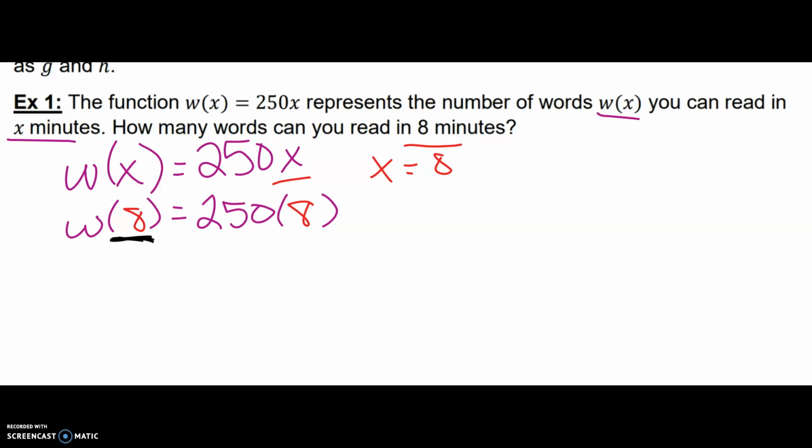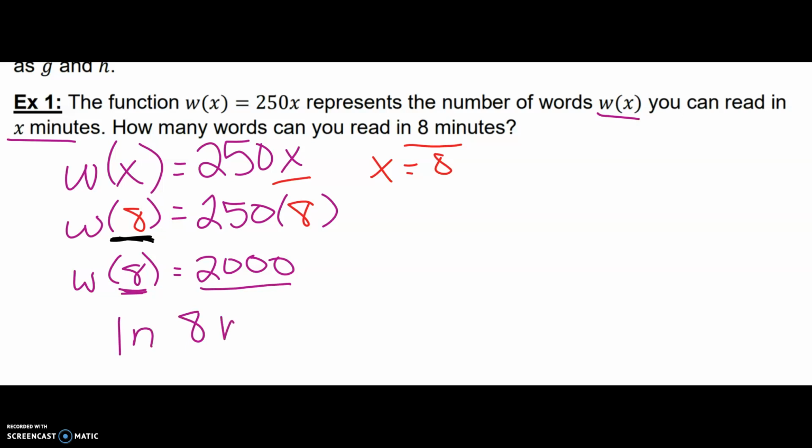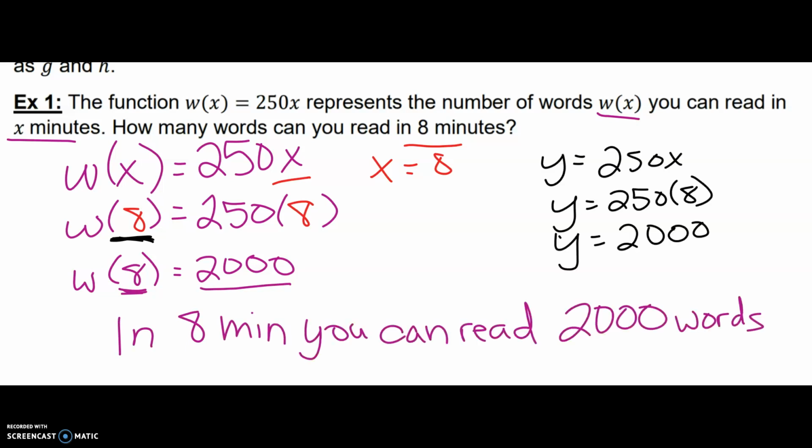When we plug that into our equation and multiply it out, we'll find out that w of 8 is equal to 2,000 words that we could read. So in 8 minutes, we can read 2,000 words. That's simply what this is saying. When we plug in an 8 for our x value, so we're talking about 8 minutes, then we will end up reading 2,000 words.